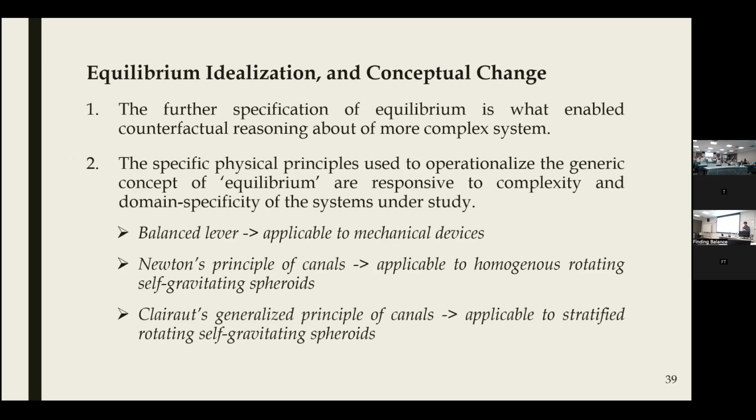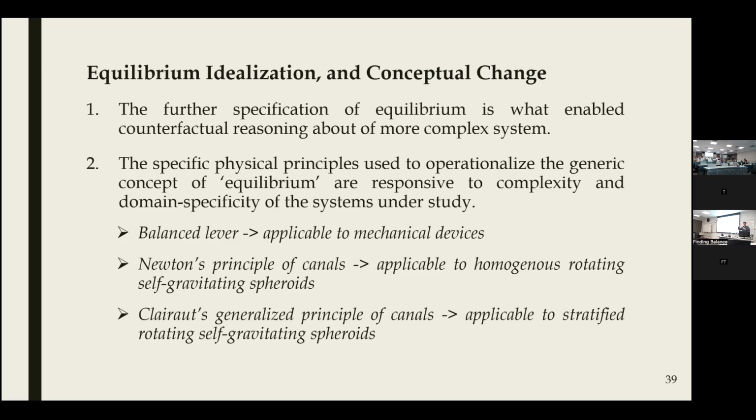So think, for example, if you go all the way back, the balance lever, it's applicable to a small class of mechanical devices. Then in the case that we looked at, in the framework of Newtonian mechanics with the principle of canals, we can already apply it to homogeneous rotating self-gravitating spheroids, because then we found out the Earth is not such a homogeneous spheroid, right? It has varying densities. But to even describe the equilibrium of such variably dense bodies, we then need a further generalized specification of what equilibrium is that we get from Clairaut, which is, in a more modern language of partial differential equations, still our concept of equilibrium in classical mechanics for rotating bodies under gravity today.